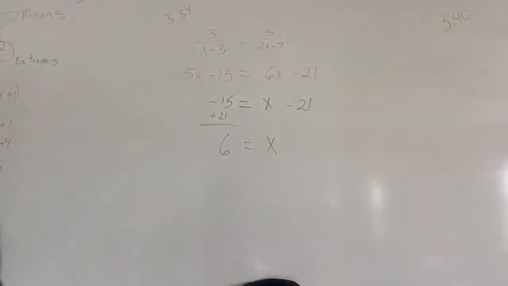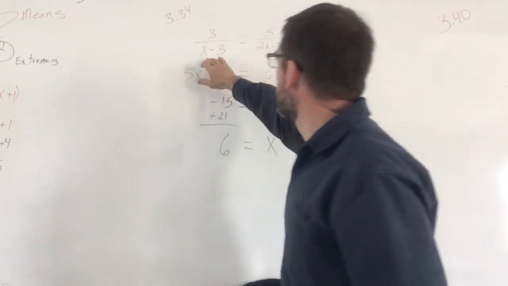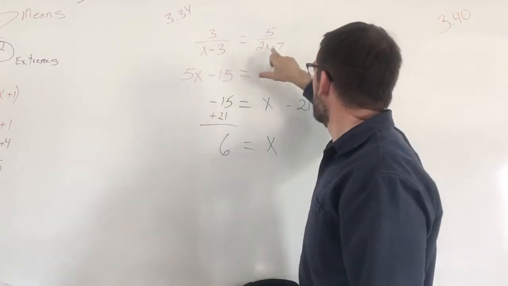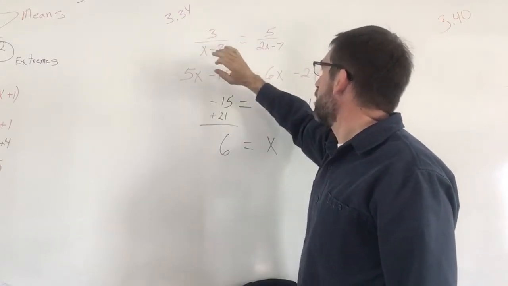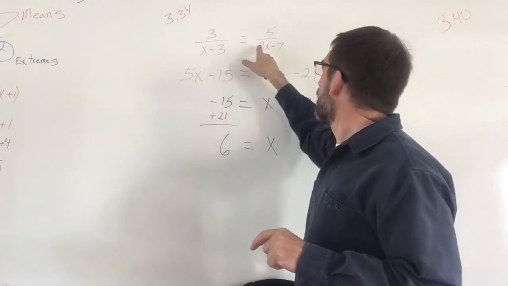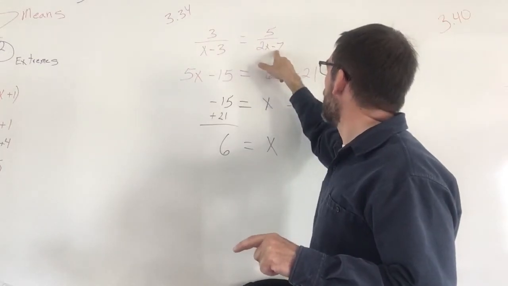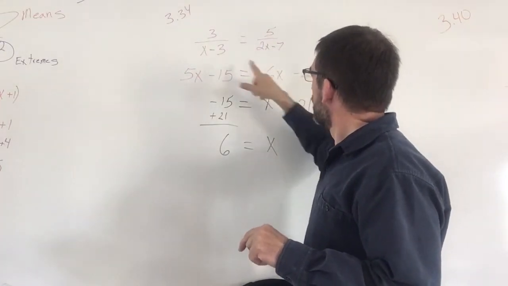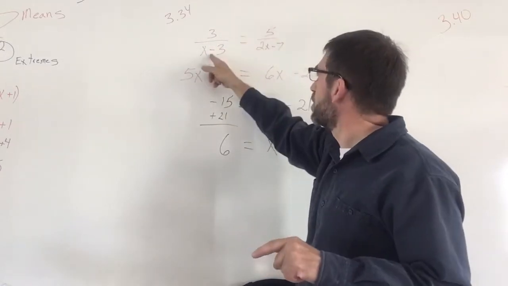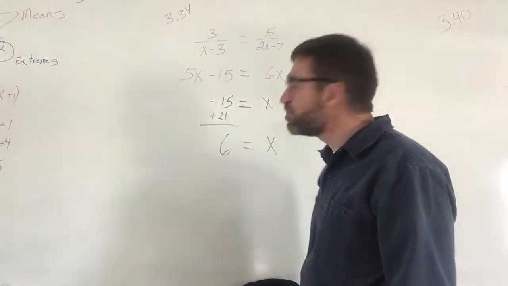Okay, 334. Using this one I did, top of the page. Here's the problem. So I multiplied my extremes. And so I did this in my head, okay? I didn't do a lot of working out like I did over there. 3 times 2 is 6x. 3 times negative 7 is negative 21. Then I reversed it and I went 5 times x is 5x. 5 times negative 3 is negative 15. I'm ready to go. I've got my equation.